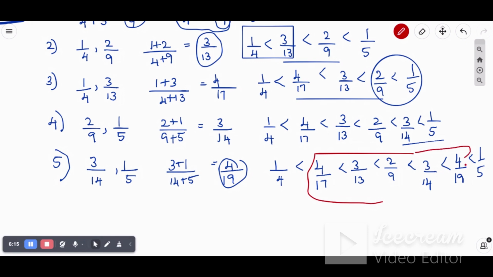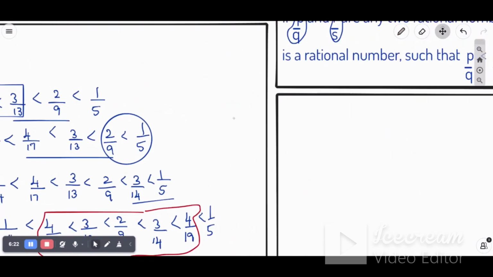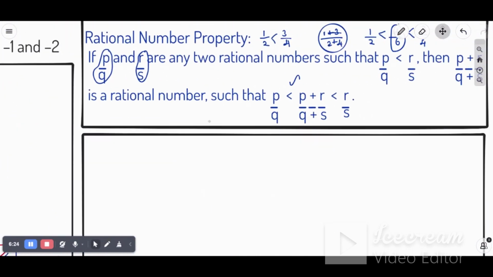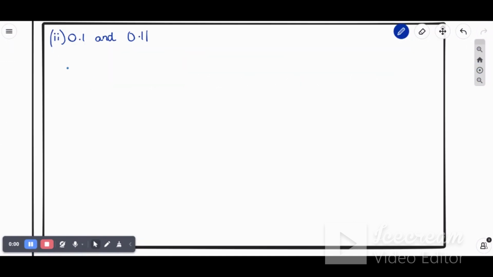Hope you understood this. So just keep on adding the numerators and denominators. So this is the answer for the first one. With this, let us move on to the second one. So let us start with the second question. The second question is very simple.